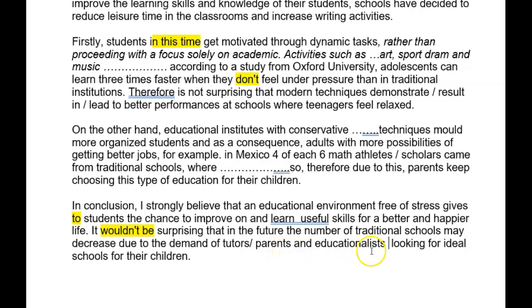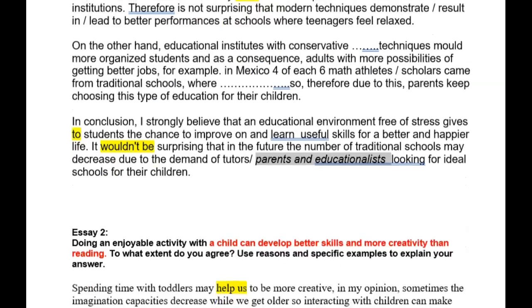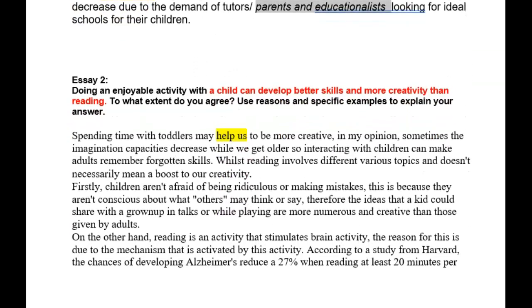Yeah, looking for ideal schools for their children. Okay, so really nice start here. There's lots and lots of good stuff, and as we go along, we're going to develop this. It's going to be great.